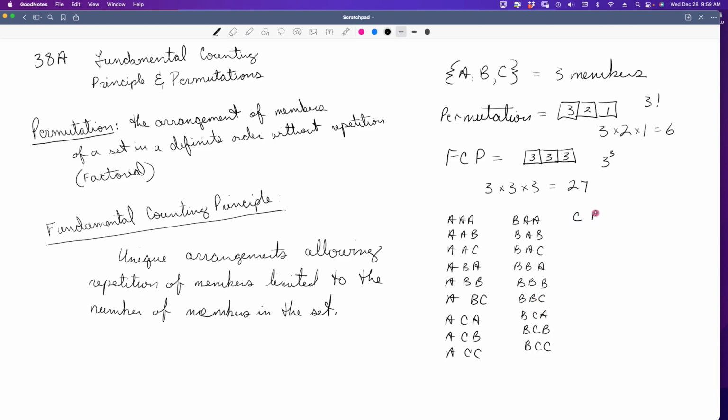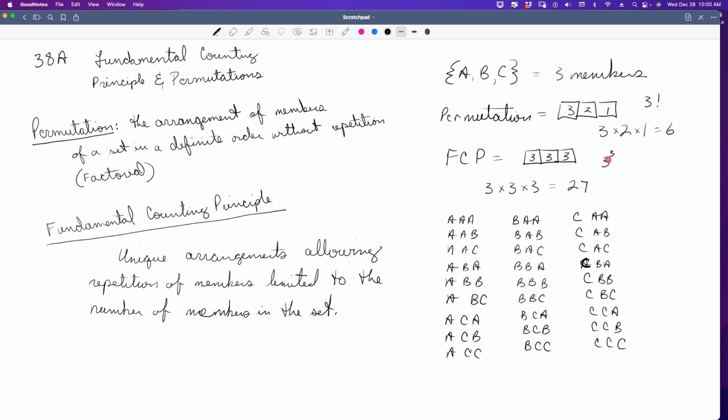So I could have CAA, I could have CAB, I could have CAC, I could have CBA, I'm sorry, there should be a C right here, CBB, and CBC. And then I could have a CCA, CCB, and CCC.